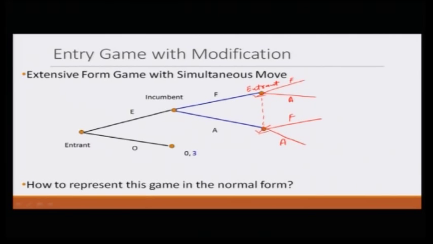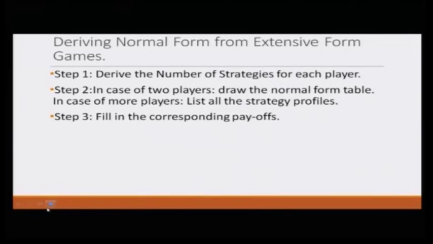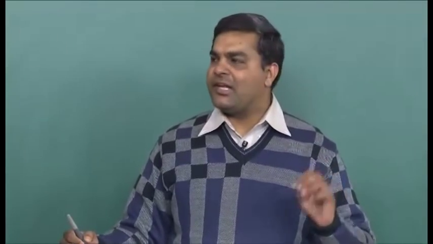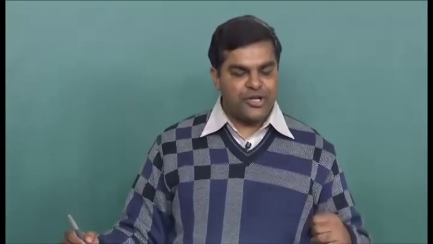Now, the next question is, how can we represent this game in the normal form? It is a very simple technique that we are going to follow, a three step technique to represent an extensive form game in the normal form. The first step is to derive the number of strategies for each player. Why are we doing that? Remember that to represent the normal form game, we have three things. First, the list of players, then the strategy set for all the players, and then the corresponding payoffs.